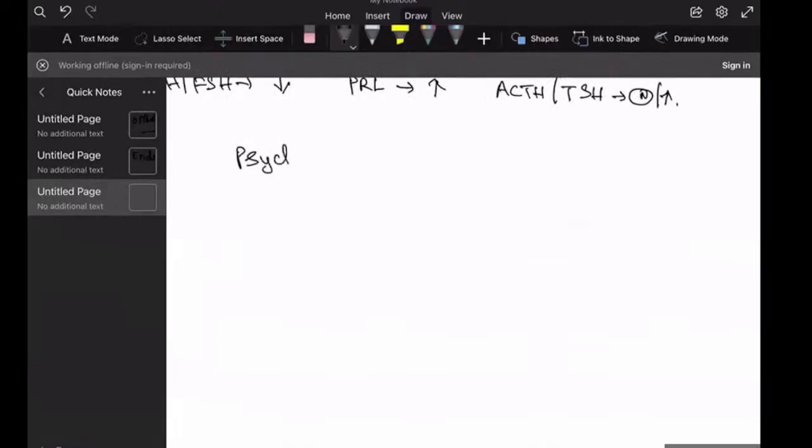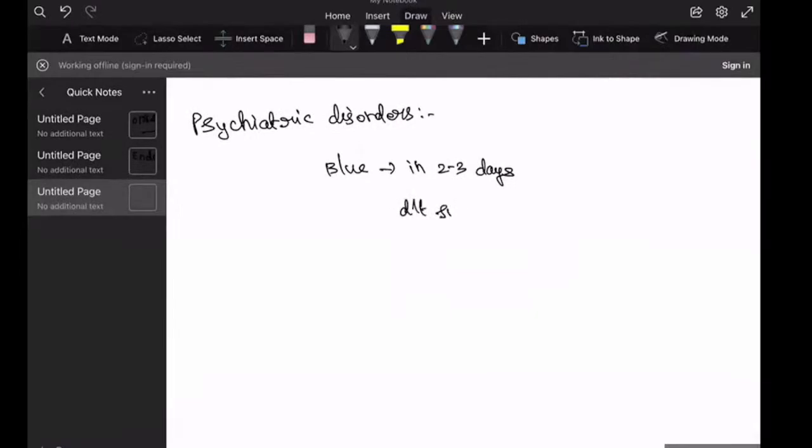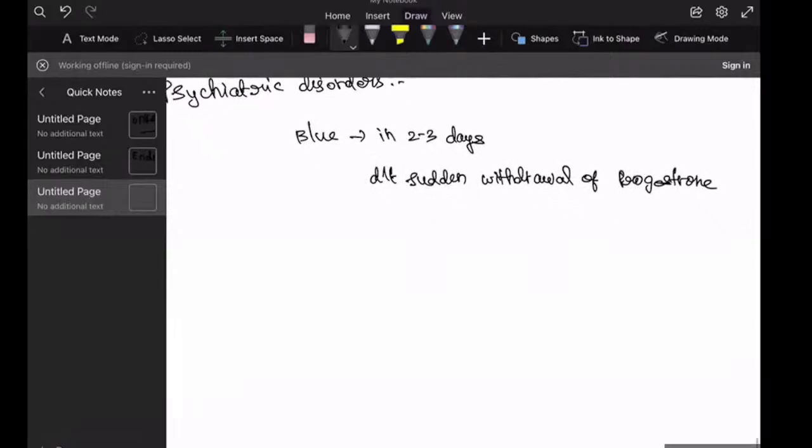Some psychiatric disorders seen with pregnancy. Postpartum blues in 2 to 3 days is due to the sudden withdrawal of progesterone. And postpartum blues is the most common psychiatric presentation during the pregnancy.